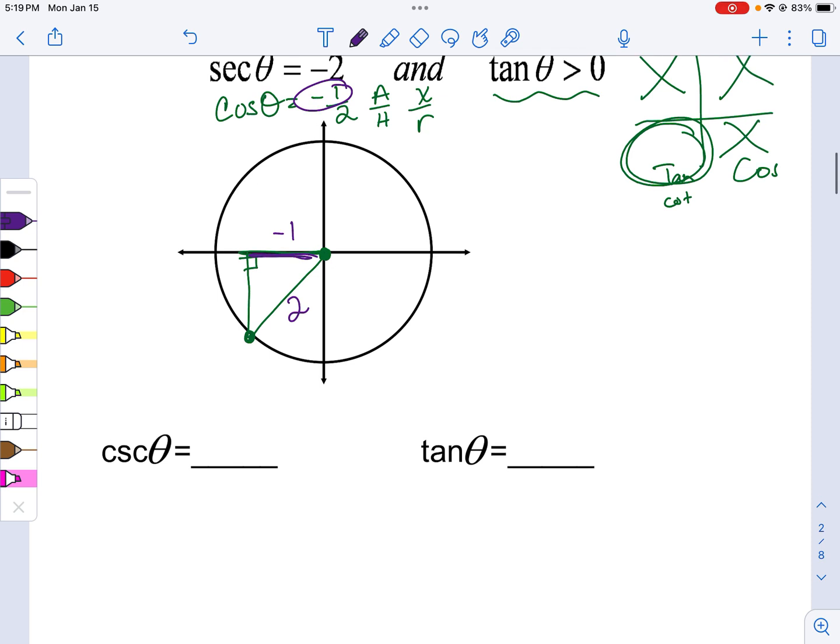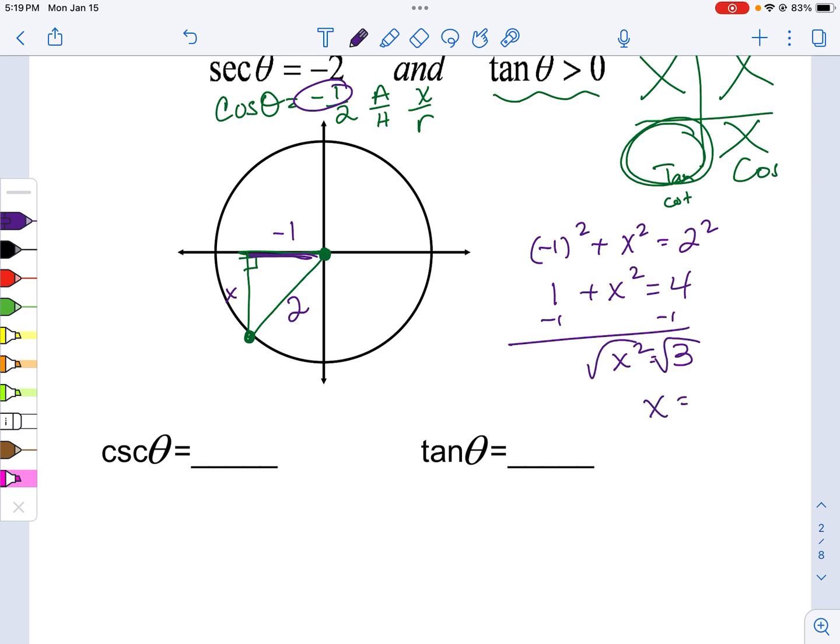We're almost done here, but we're missing a third side of our triangle. So to find that third side, we have to do Pythagorean theorem. So I know that negative 1 squared plus I'm just going to call it x squared, so we'll call this side x even though it's the y value, equals 2 squared. Negative 1 squared is 1, plus x squared equals 4. Move that 1 over. We get x squared equals 3, or technically x is plus or minus root 3.